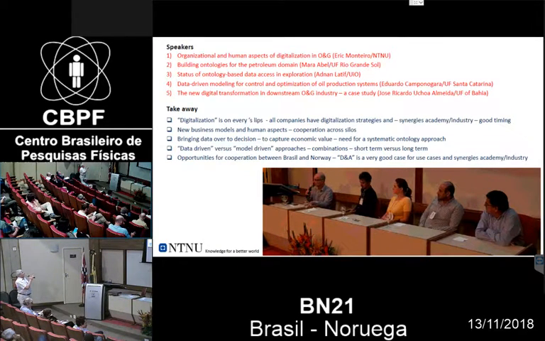Then maybe I'd take this Eduardo approach and just say that data-driven versus model-driven approaches is also an issue in the debate. It can be combinations, and it is often the short-term versus the long-term aspects that count. And then finally, we discussed also the opportunities for cooperation between Brazil and Norway.